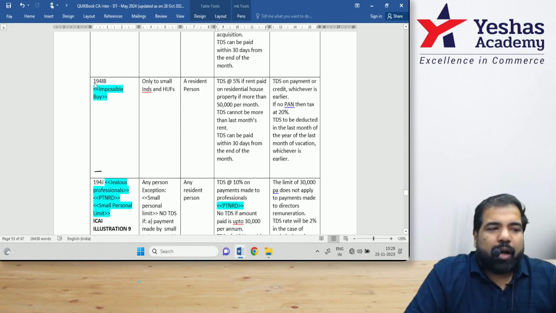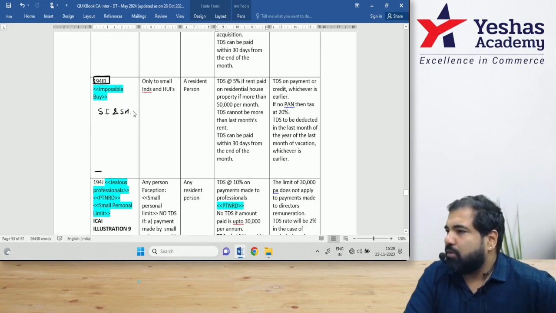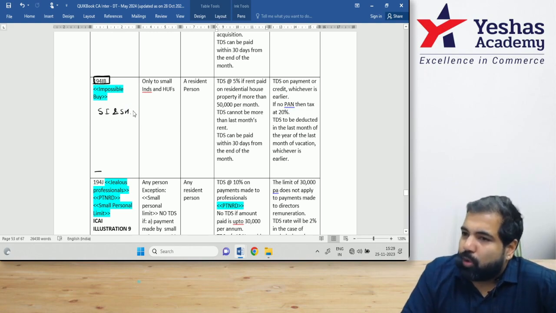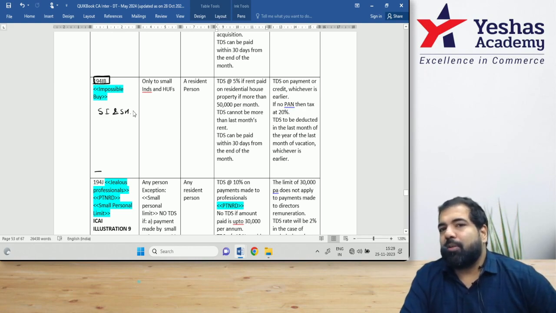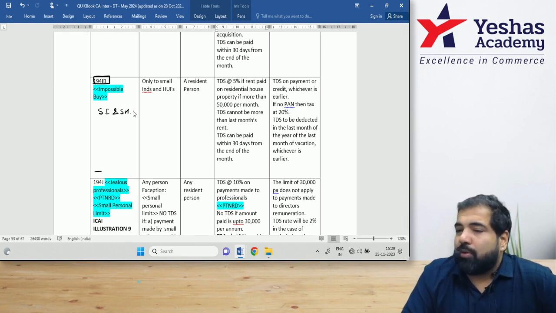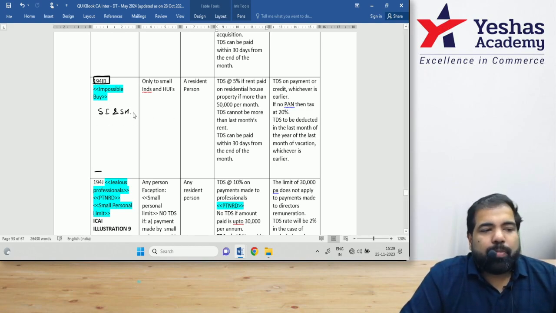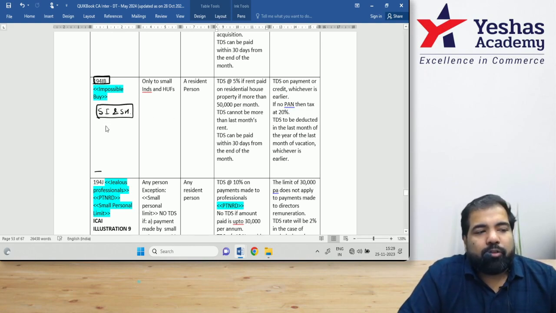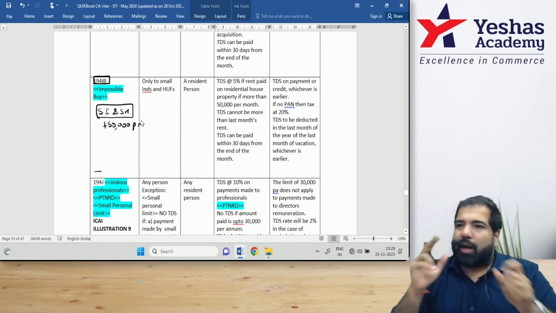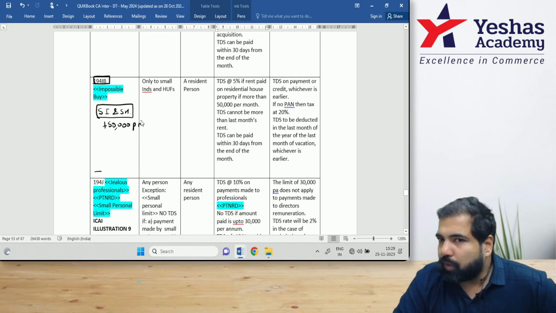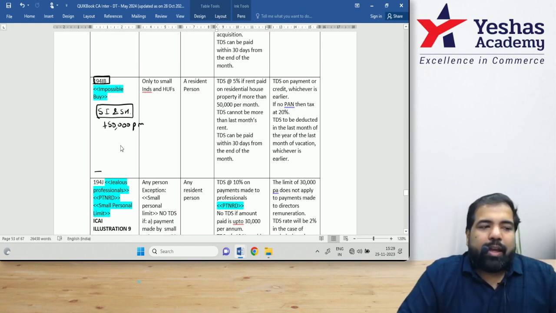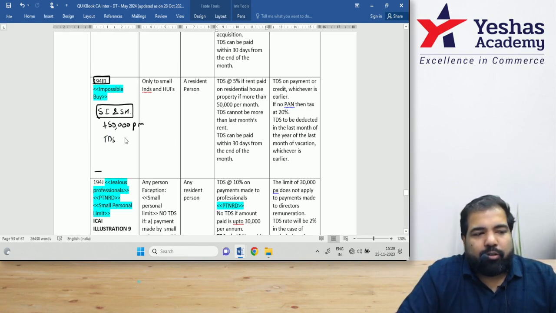194IB. Are you a small individual? Are you a small HUF? Who are these guys? Every individual, every HUF is small, unless they give you business or professional income more than how many crore? 1 crore, or professional income more than 50 lakh last year. If you're small, you should pay a small payment. Why are you paying rent of more than how much? 50,000 per month. RTP question, 32,000. No, it should be more than how much? In that case, TDS will apply at the rate of 5%.